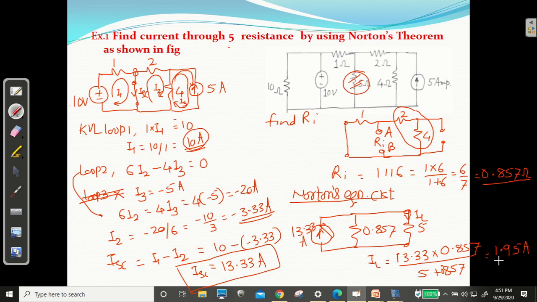1.95 ampere. So already we have solved this problem by Thevenin's theorem also. Clear? So we got, I think we got same answer. IL equal to 1.95 ampere. Here also I am getting the same answer, but process is slightly different. Okay, so I am rubbing it.